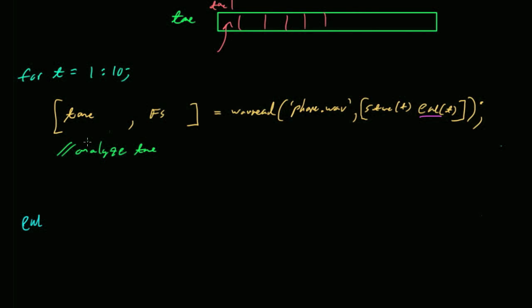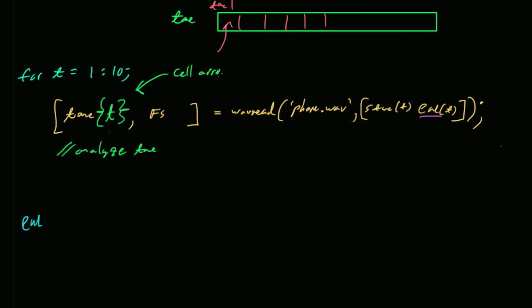Almost exactly the same thing that you did before, but instead of saying tone parentheses 1, you say tone curly braces t. Okay? And the curly braces produce something called a cell array. And cell arrays are pretty sweet in terms of MATLAB making your life easy.